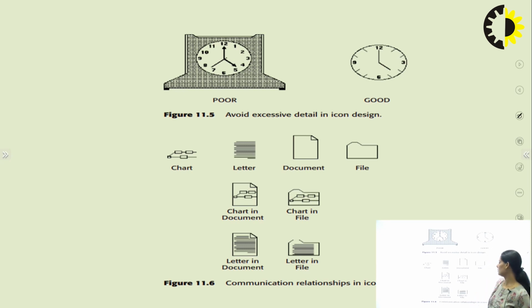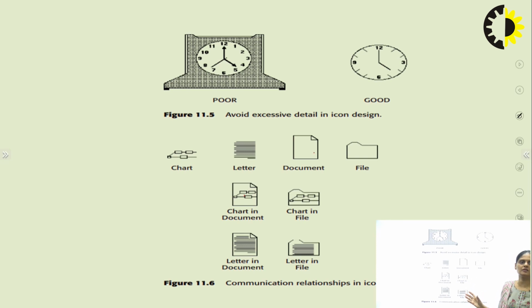Similarly, we can go for charts, letters, documents, files, icons: the chart in the file, the chart in the document. We can always see that this is a document and this is a chart. So this is a chart in the document. This is a chart in the file. So this is the structure of a file.